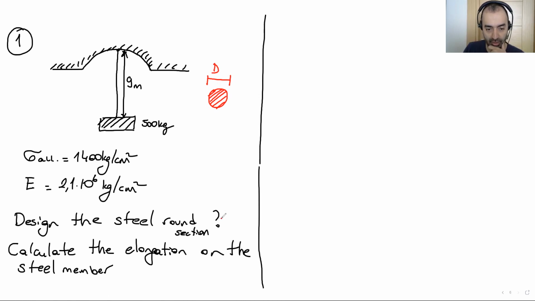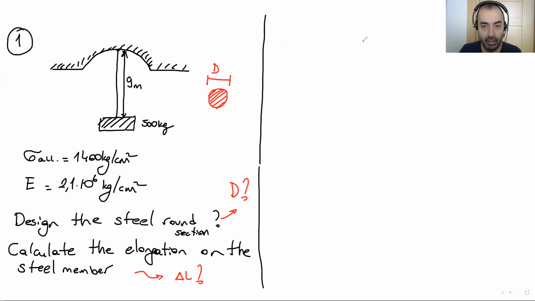That means for this question, for the second portion, what is the delta L elongation? Okay. Now we will do it.